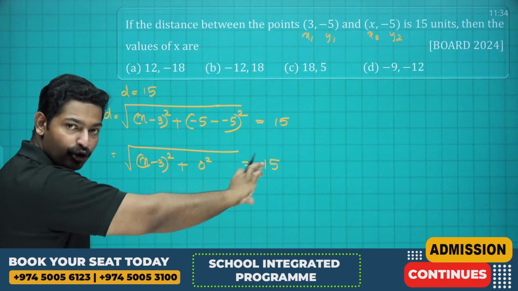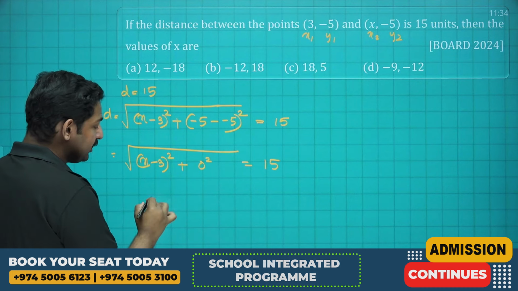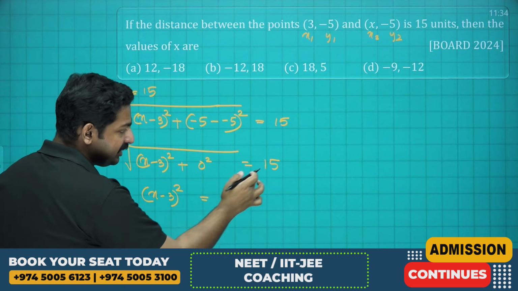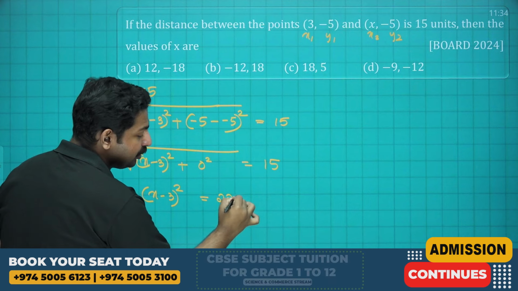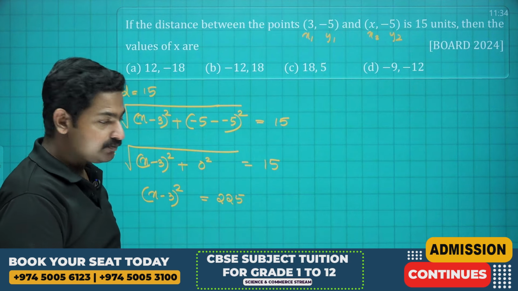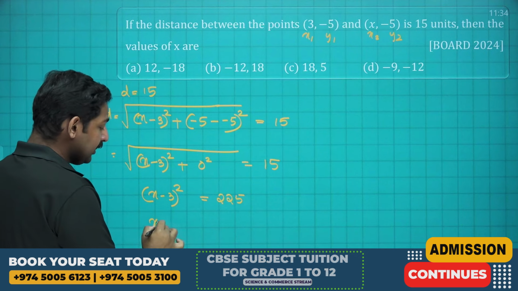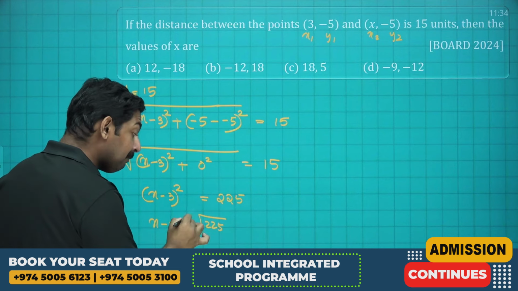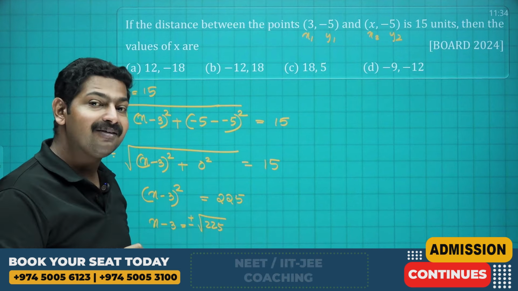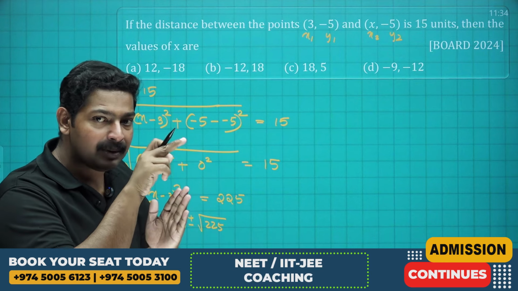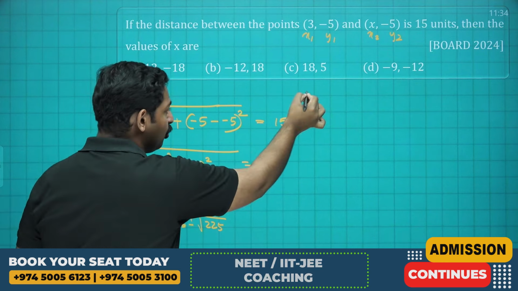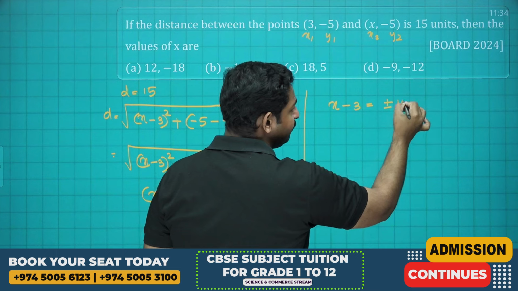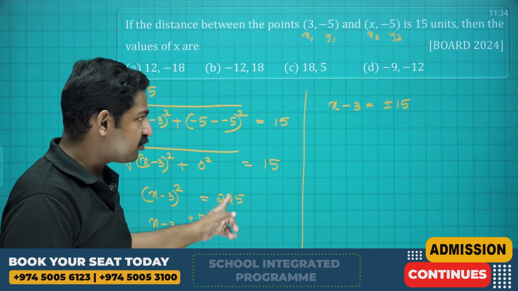To avoid the root, we can square on both sides. So when we square on both sides, we get (x minus 3) the whole square is equal to, the 0 is gone, and on the right side when you square, you get 225. Correct? On the next step, x minus 3 is equal to, when you bring the square to the right side, root of 225. Actually, it will be plus or minus root of 225. We studied that when you take the root, there will be plus or minus, two roots. So x minus 3 is equal to plus or minus 15.